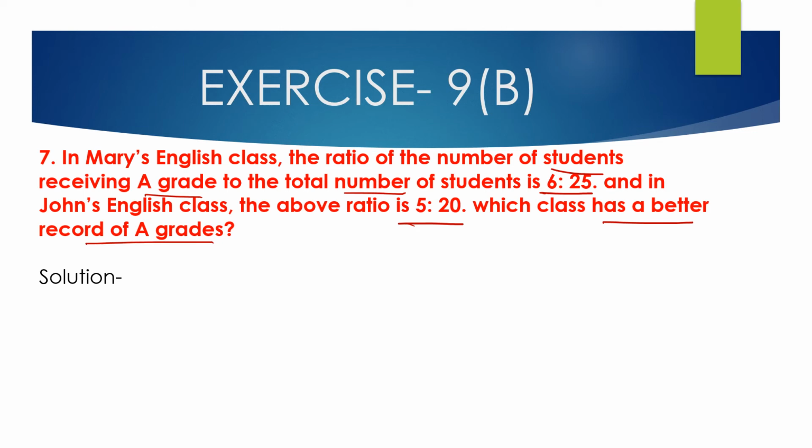In this question, we have to compare these two ratios, 6 is to 25 and 5 is to 20. In Mary's English class, the ratio of the number of students receiving A grade to the total number of students is 6 is to 25, and in John's English class, it is 5 is to 20. So we have to compare these two ratios.